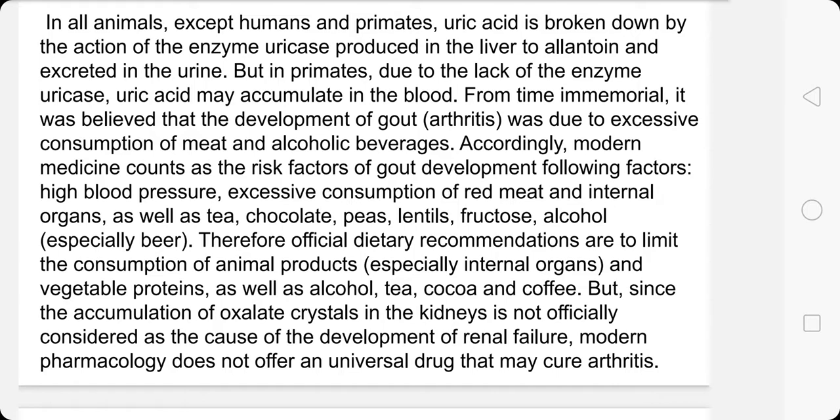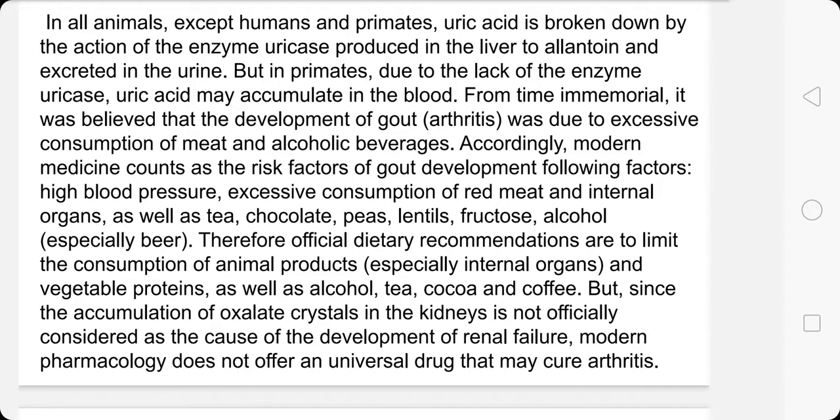And modern medicine counts as risk factors for gout development the following: high blood pressure, excessive consumption of red meat and internal organs, as well as tea, chocolate, peas, lentils, fructose, alcohol, especially beer. Okay, I would agree not to eat much fructose and alcohol. This is correct. And chocolate maybe too, but red meat is absolutely necessary, and it doesn't make any problem actually, and especially internal organs are full of vitamins and very healthy. But again, it's my personal opinion.